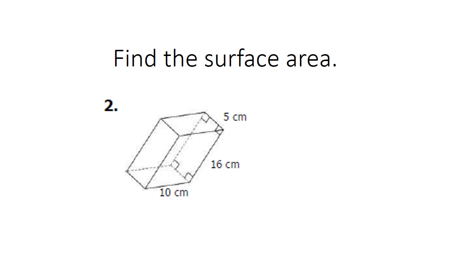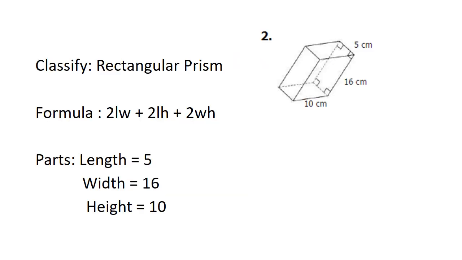So we have a new shape and we're being asked to find the surface area again. So we're going to go through our 4-step process. We're going to classify this, and again, it's a rectangular prism. We see what the formula is for a rectangular prism. For this particular diagram, our length is 5 centimeters, our width is 16 centimeters, and our height is 10 centimeters.